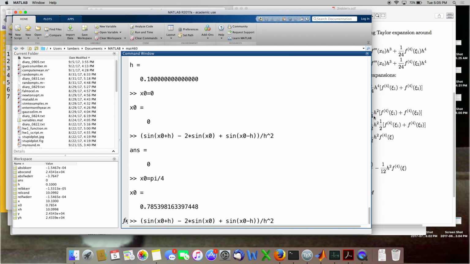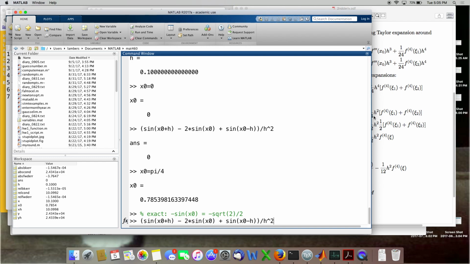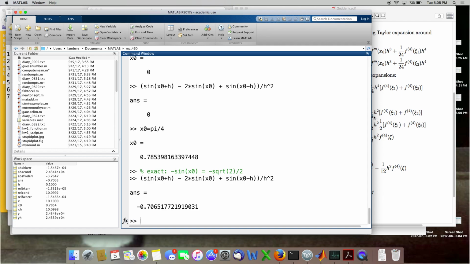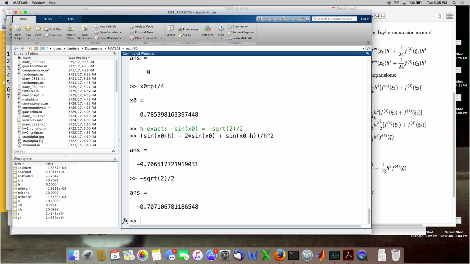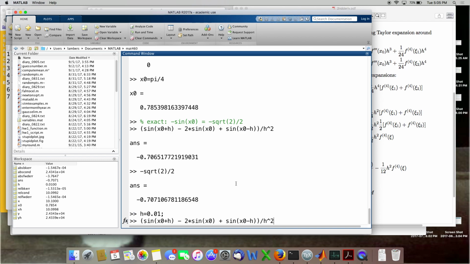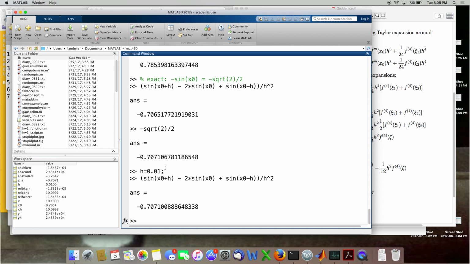Okay. So now the exact value is minus sine of x naught, which is minus square root of 2 over 2. Okay, so if I do that versus the exact value, it's not bad. We have the first 2 decimal places correct, third decimal place almost correct. If I do h to be 0.01 and I do the same thing, then we see that we have 1, 2, 3, 4, 5 decimal places correct. So we gained quite a bit of accuracy in that case.